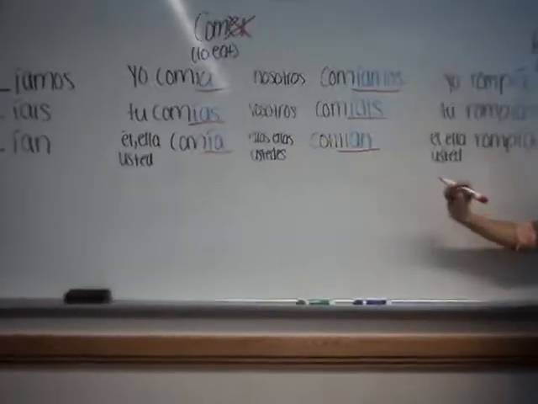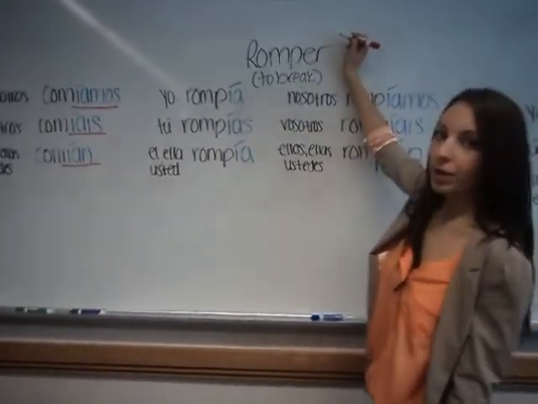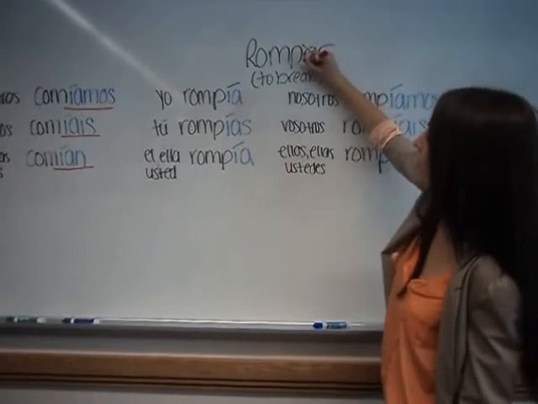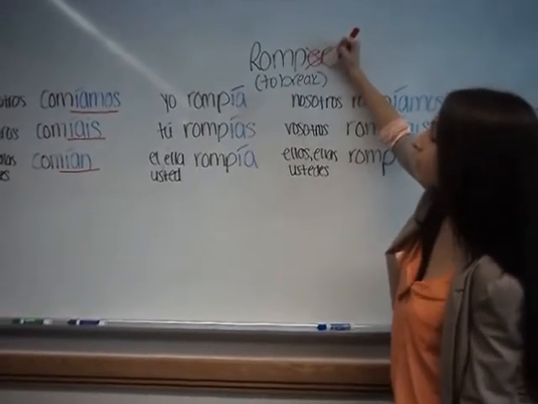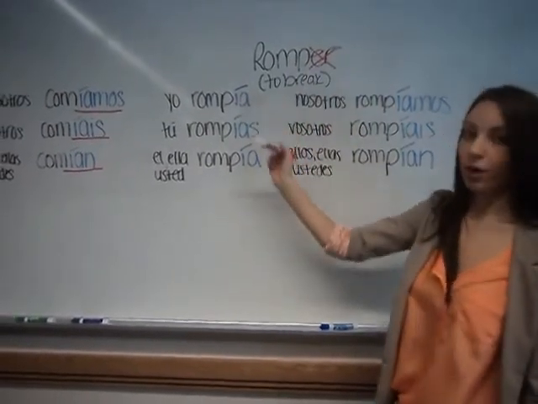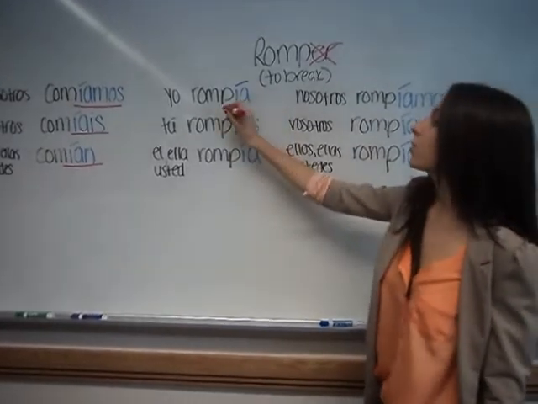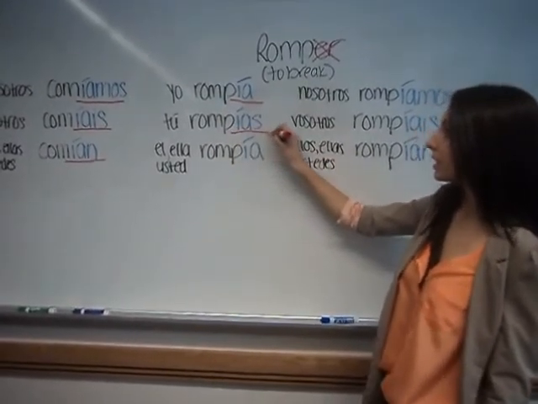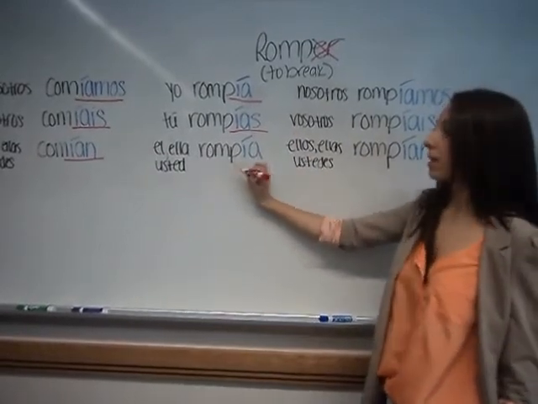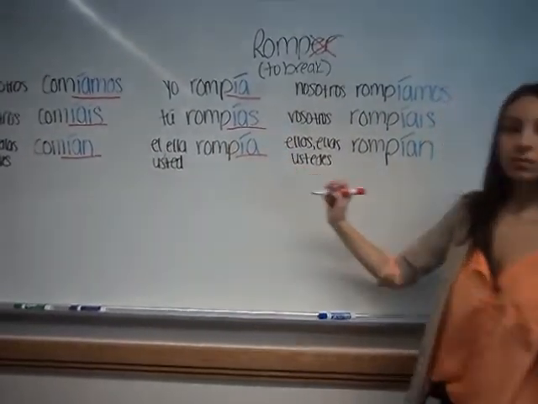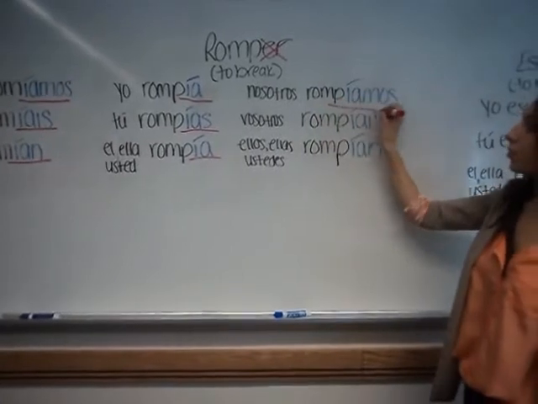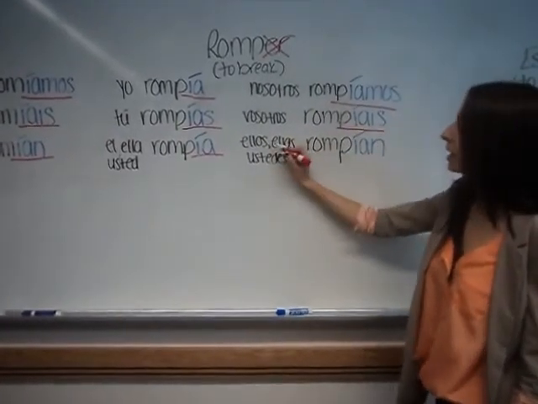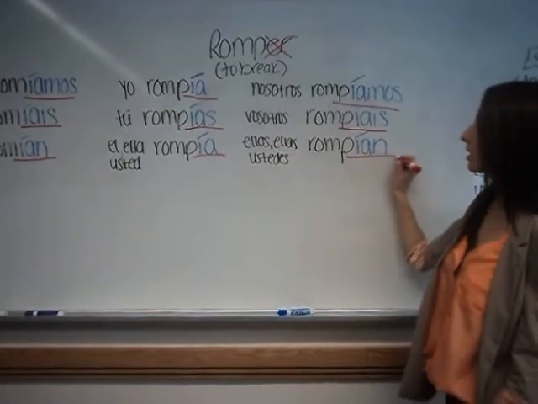We'll do another ER. We have our verb romper, which means to break. So remember, we take off the ER ending, and in its place, we put one of our imperfect endings. So we have yo rompía, tú rompías, él, ella, usted rompía, nosotros rompíamos, vosotros rompíais, y ellos, ellas, ustedes rompían.